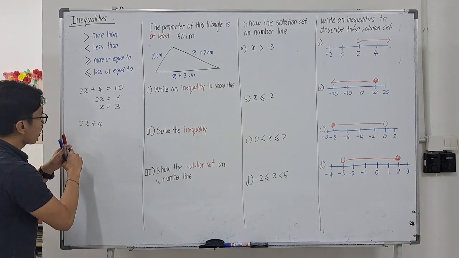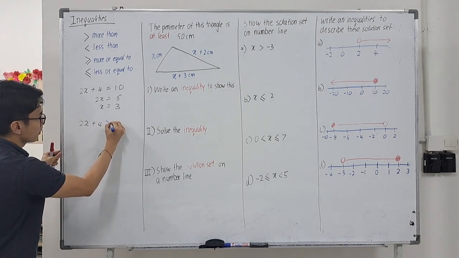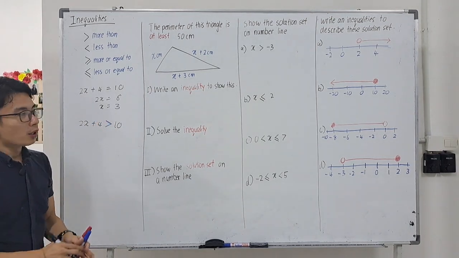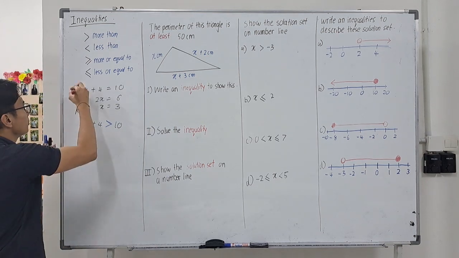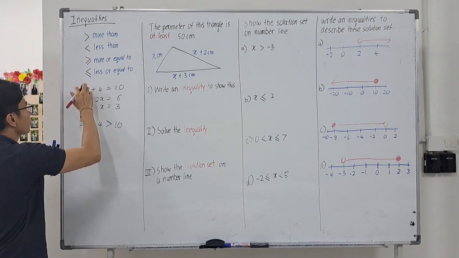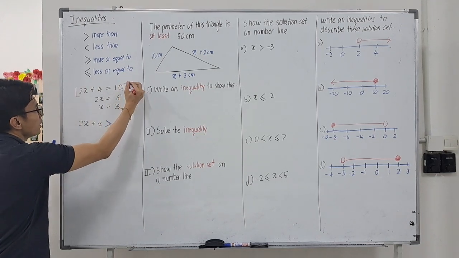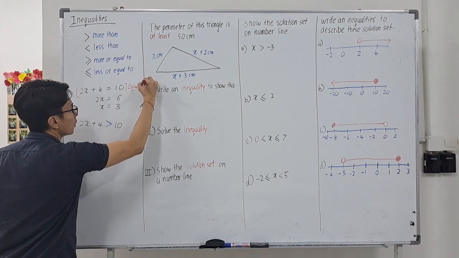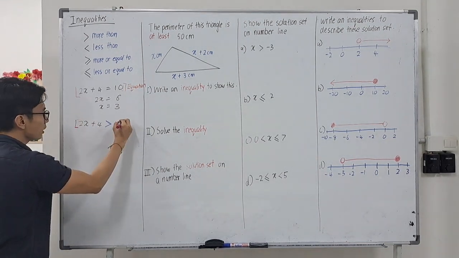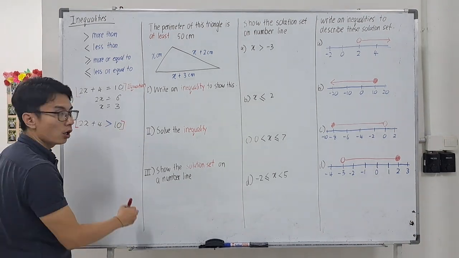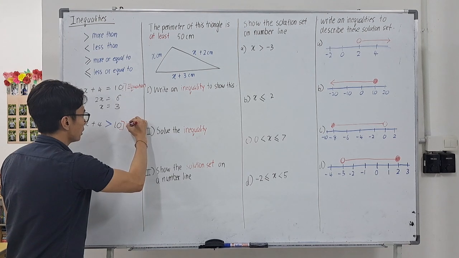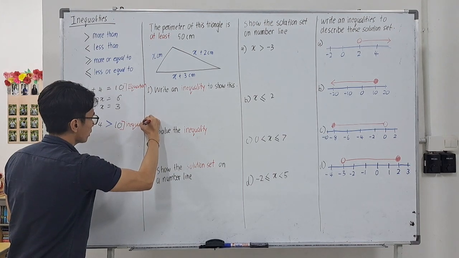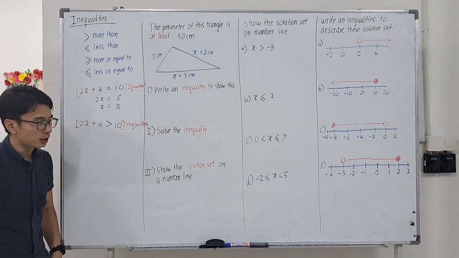But what if you are going to deal with a problem that looks like this? 2x plus 4 is more than 10. How do we solve this right now? Now, just a quick recap. We call this an equation, right? But this thing over here, we do not call an equation anymore. We call it an inequality.